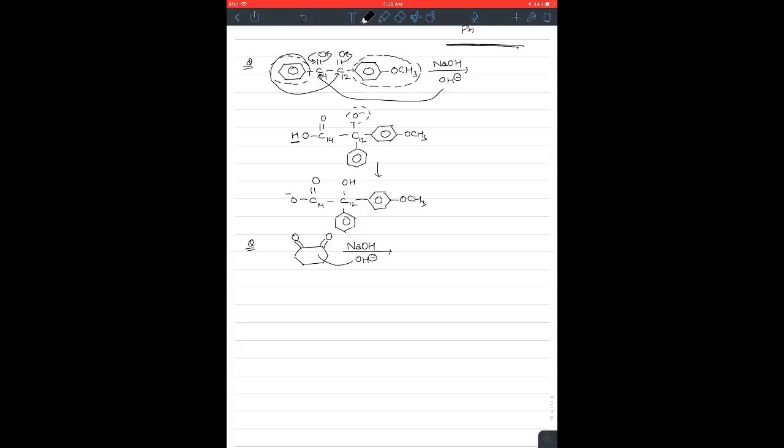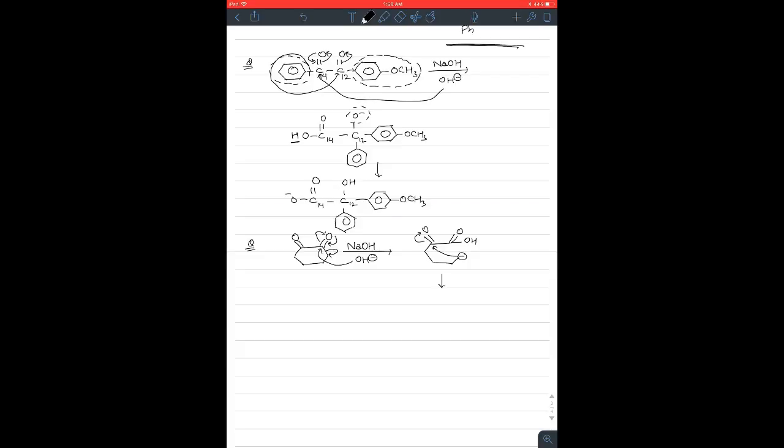So OH minus will attack on this carbonyl carbon. The pi electron will shift to oxygen. In the next step, electron will come back, and this bond will break, and it will shift to oxygen. So the product which will be formed, I am writing the product in this case, will look something like this. I hope it's clear. And this negative charge which is formed will attack on the carbonyl carbon, and electron will be shifted to oxygen.